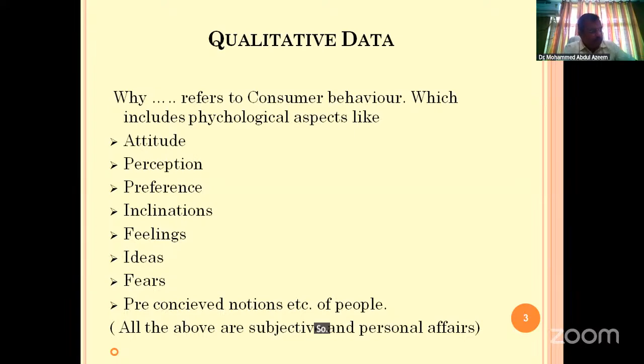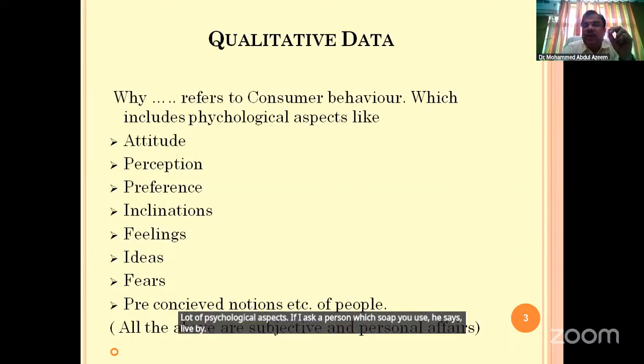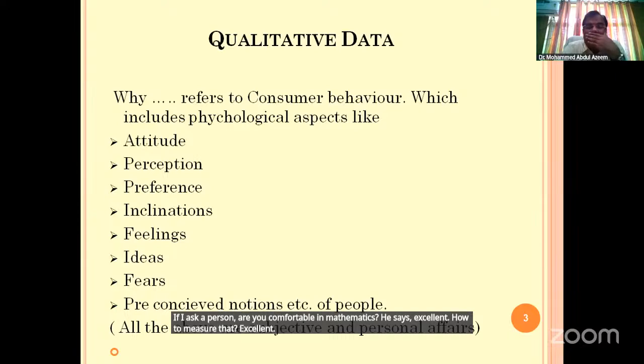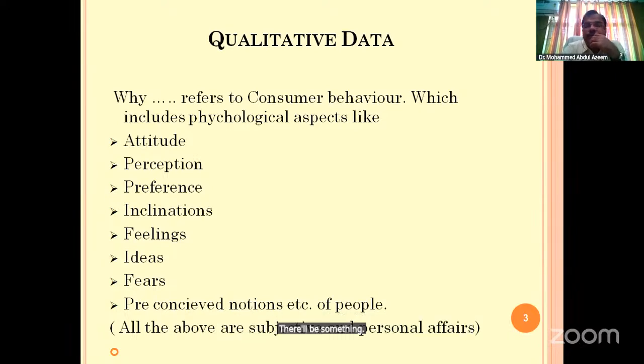So then the question comes, there will be a problem in giving the answers to the questions where "why" is there. "Why" refers to consumer behavior, which includes a lot of psychological aspects. If I ask a person which soap you use, he says Lifebuoy. Then if I ask why, then he will think. If I ask a person, are you comfortable in mathematics? He says excellent. How to measure that excellent? There will be some scale. So for all these primary data, we use a questionnaire.